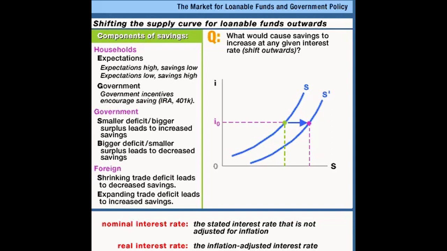And finally, a change in foreign behavior. If the trade deficit gets bigger, then foreigners are lending us more money. If our trade deficit gets smaller, then foreigners are lending us less money. So now we've got the behavior of borrowers and the behavior of lenders. We've got the supply curve for loanable funds and the demand curve for loanable funds. We've got savings and we've got investment. Now we're ready to put them together and find out how the change in the interest rate gives us an equilibrium.